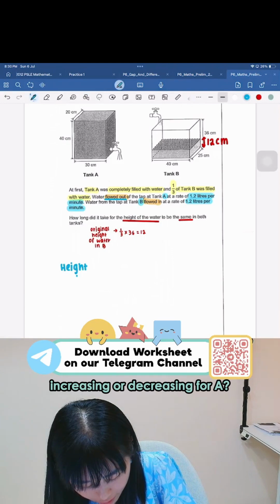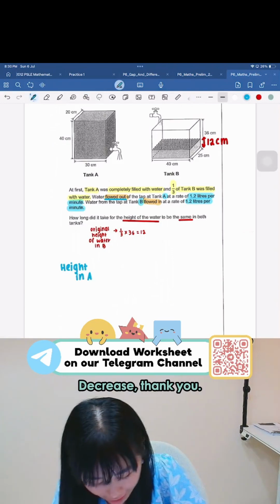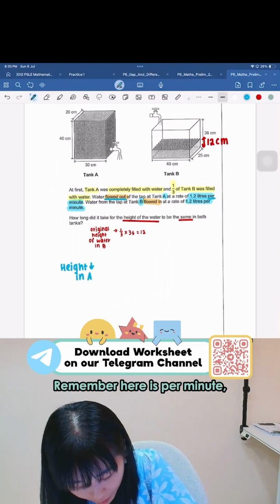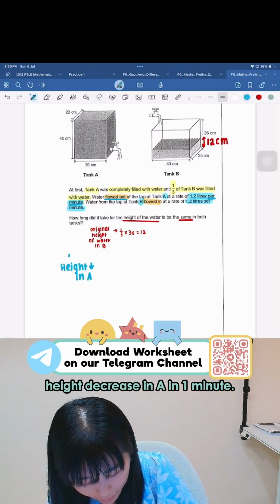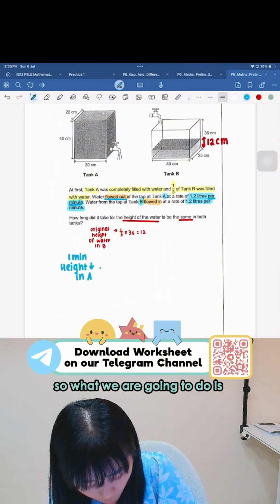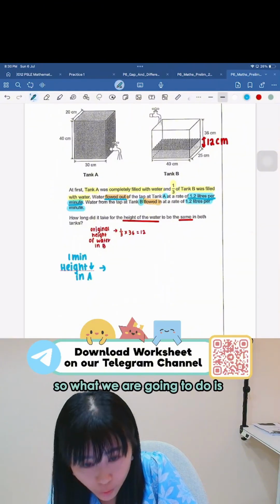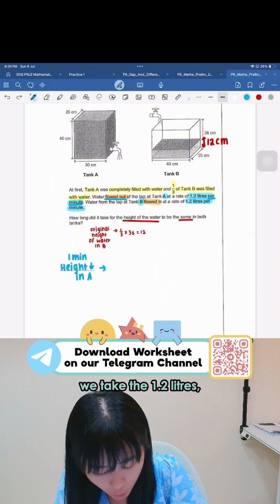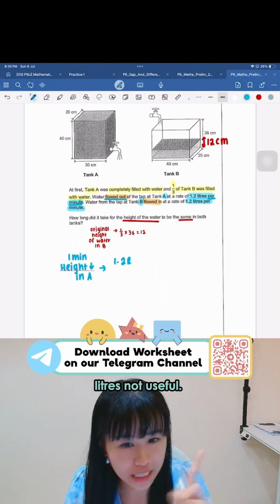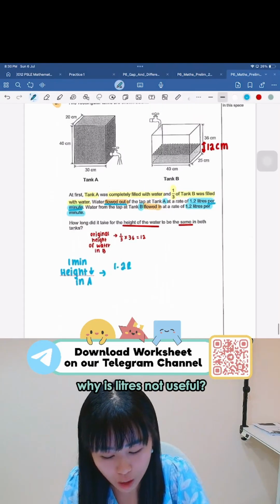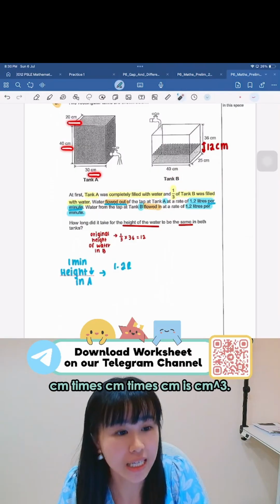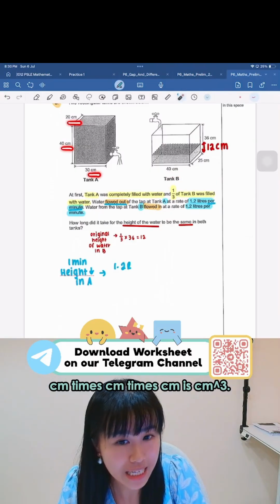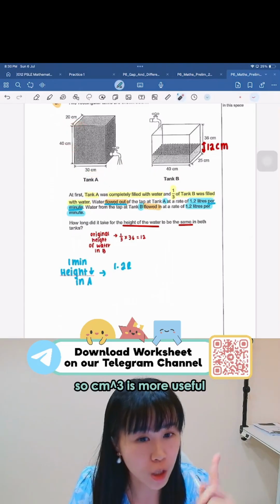For A. Decrease, okay, thank you. Remember here it is per minute, okay? Height decreases in A in 1 minute, alright? So what we are going to do is we take the 1.2 liters, okay, liters not useful. Why are liters not useful? Because cm times cm times cm is not liters. Cm times cm times cm is cm cube, so cm cube is more useful.